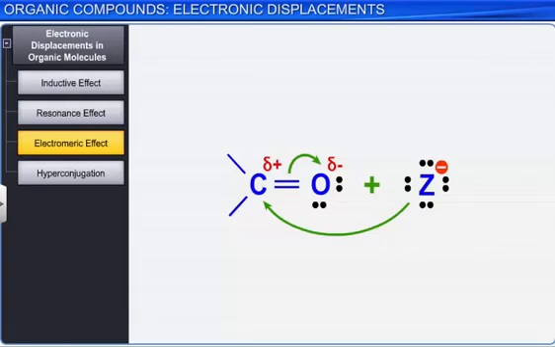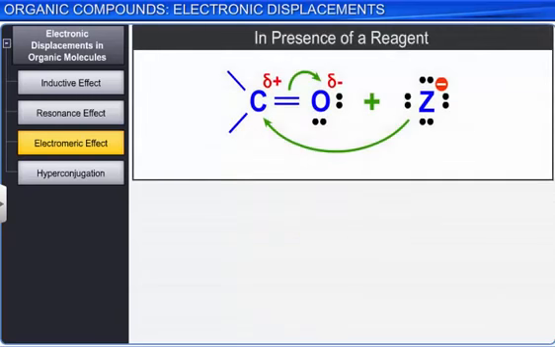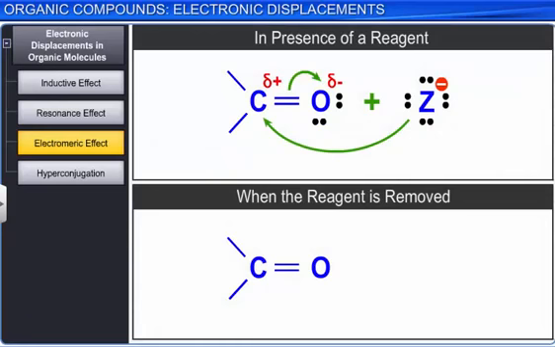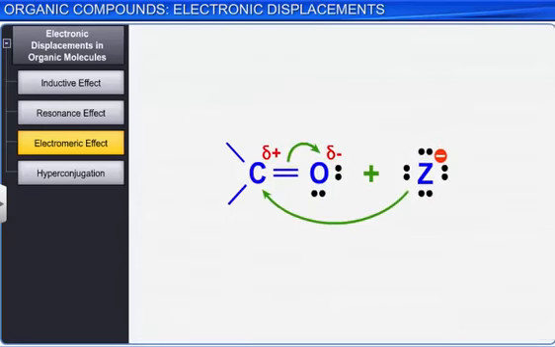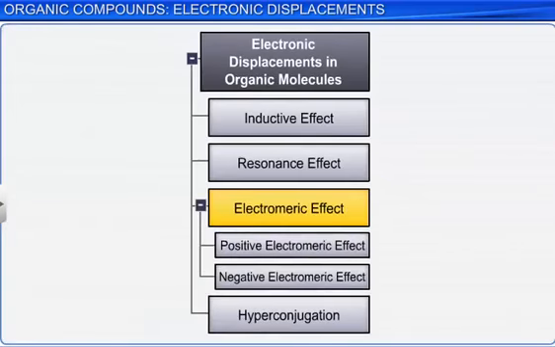It is important to note that this effect ceases to exist as soon as the attacking reagent is removed from the domain of the reaction. This effect is represented by E, and the shifting of the electrons is shown by curved arrow. There are two types of electromeric effects, positive and negative.